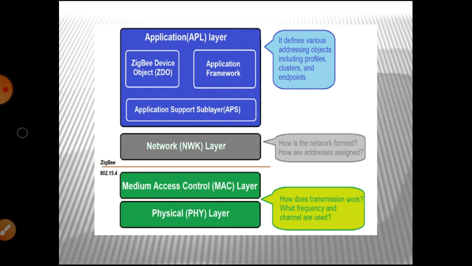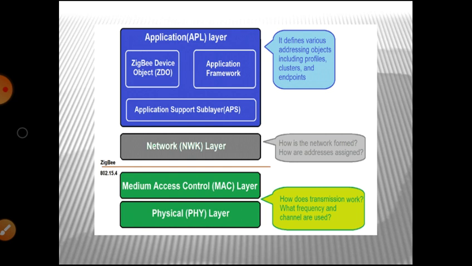In a previous video, we saw about ZigBee. Now, in this video, we see the ZigBee protocol architecture diagram. You can see the diagram which has four layers. First layer is the physical layer. Second, MAC layer, that is medium access control layer. Next is network layer, and the last one is application layer.